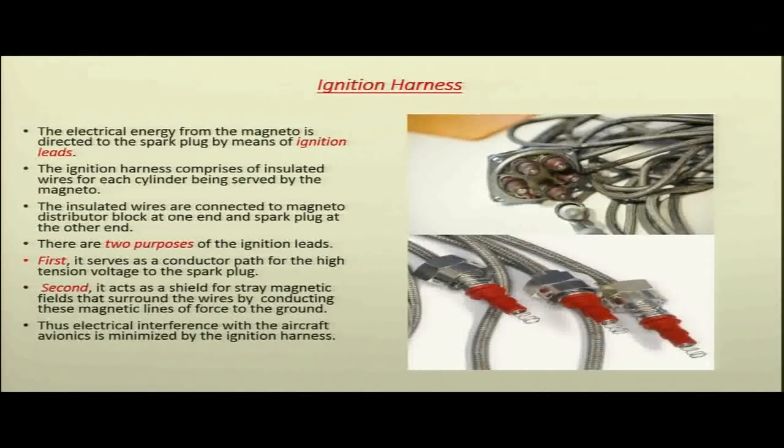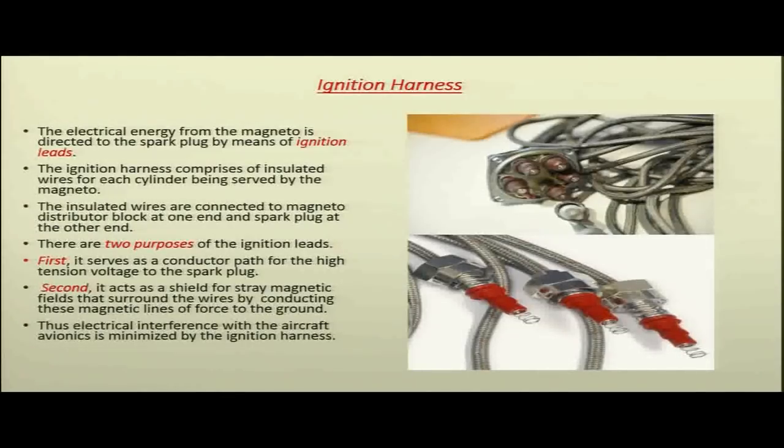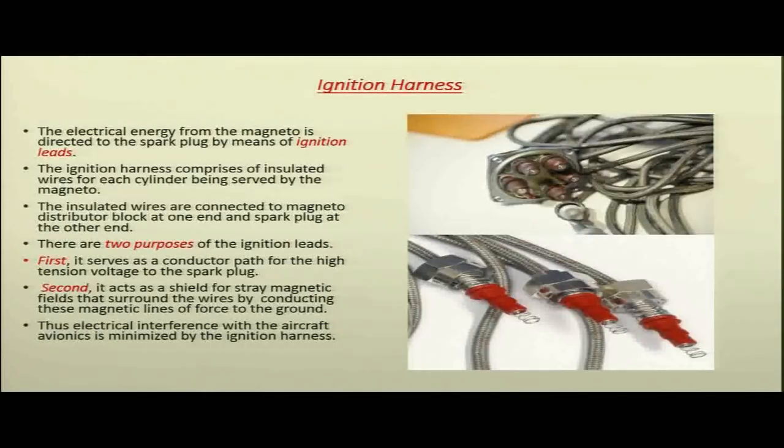Secondly, it also acts as a shield for stray magnetic fields that surround the wires by conducting these magnetic lines of force to ground. Thus, electrical interference with aircraft avionics is minimized by the ignition harness. So, this ignition harness is serving two purposes. It is serving as a conducting path for high voltage from the magneto to the spark plug. Secondly, it is also acting as a shield and minimizing electrical interference with the avionics equipment on the aircraft.